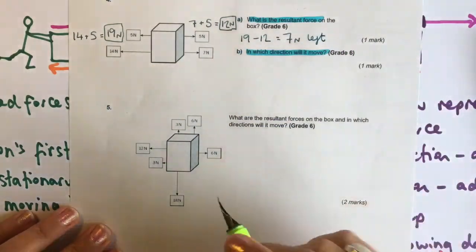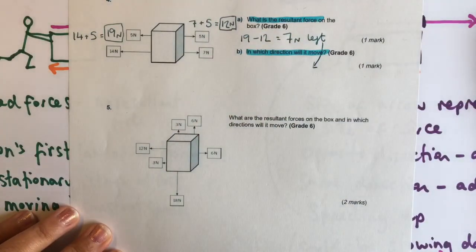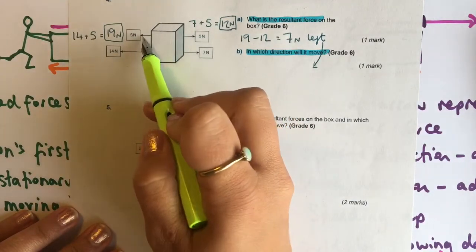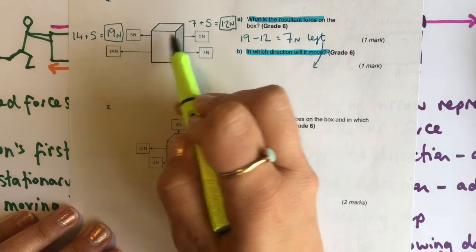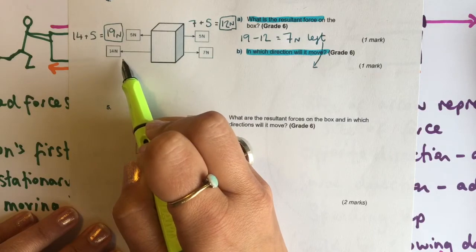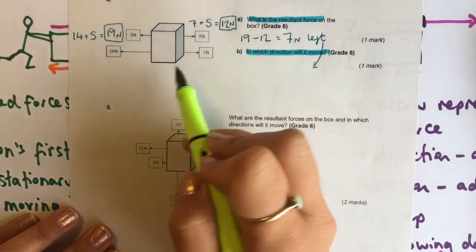So it will be going left, that's the answer to that question. There's another way you could have worked this out, which is by looking at this and seeing you've got 5 newtons going to the left and 5 newtons going to the right, so you could have said they cancel each other out, which then means you're just comparing the 14 newtons left and the 7 newtons right and finding the difference between those, which is still 7.